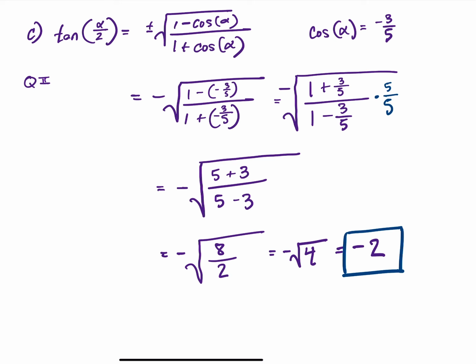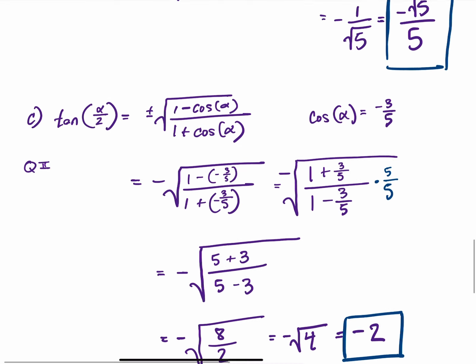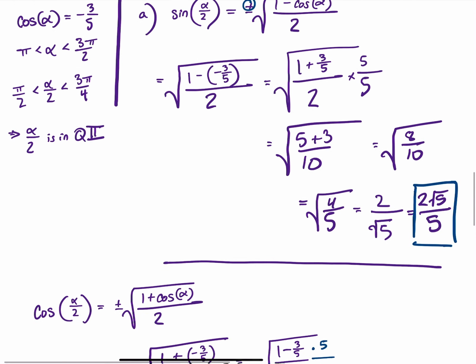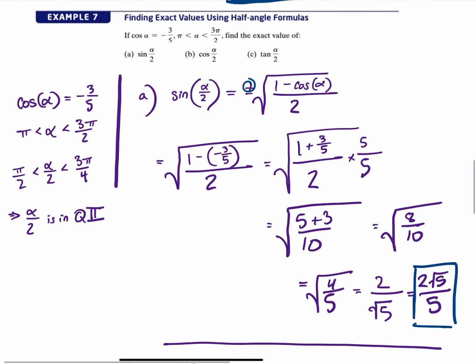So with these half angles, you may be given information about where, in this case, alpha was, but we still need to figure out where half of that angle is. We saw that this was going to be in quadrant 2. So if they give you, and let me just scroll back up to the question description, if they give you some inequality like this, we can just divide all parts of the inequality by 2 in order to find out where that half angle is. And that will inform us on what should be positive or negative.